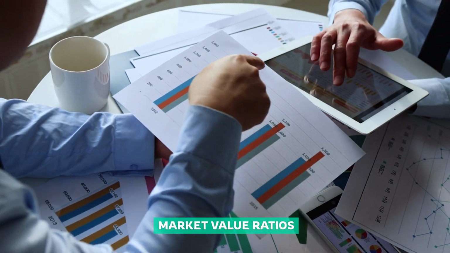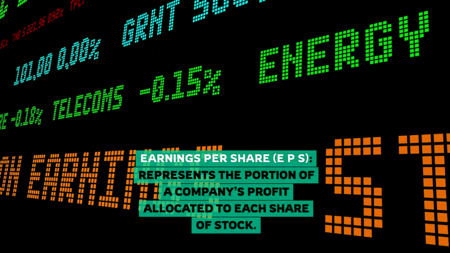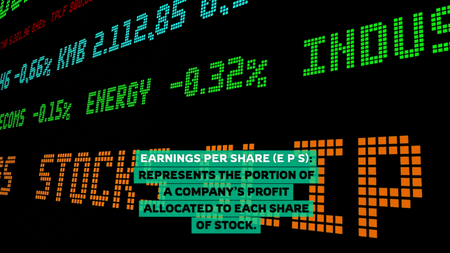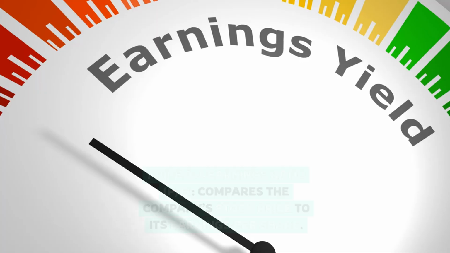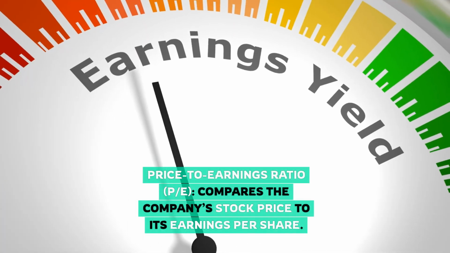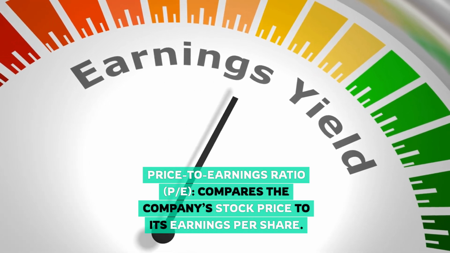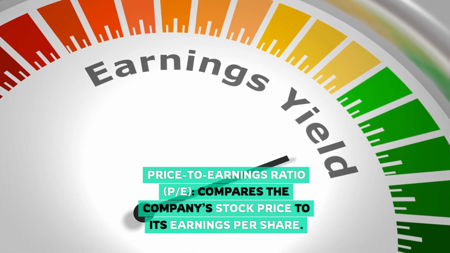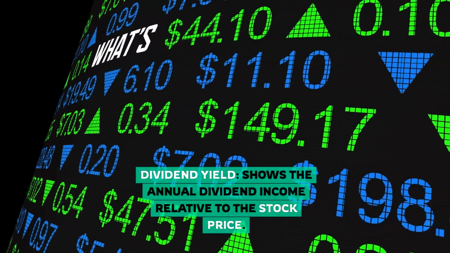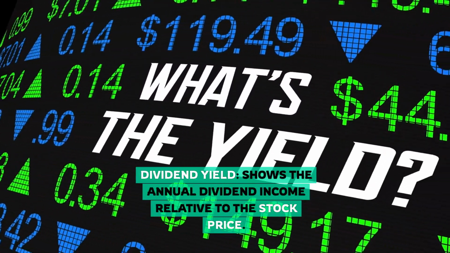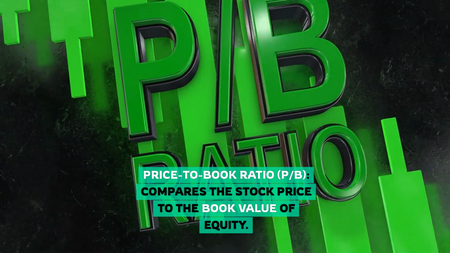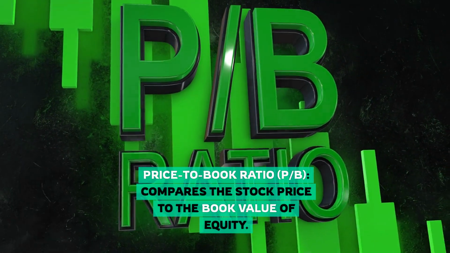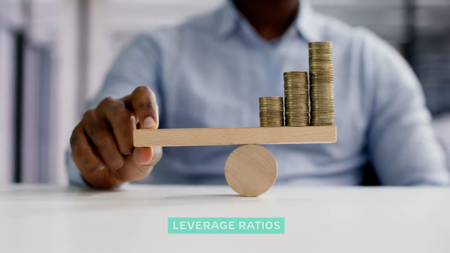Market value ratios. Earnings per share, EPS, represents the portion of a company's profit allocated to each share of stock. Price to earnings ratio, PE, compares the company's stock price to its earnings per share. Dividend yield shows the annual dividend income relative to the stock price. Price to book ratio, PB, compares the stock price to the book value of equity.